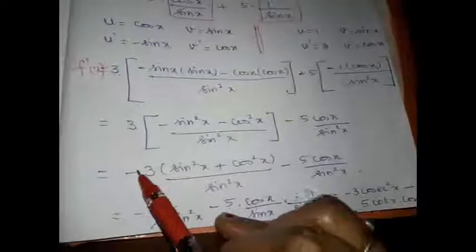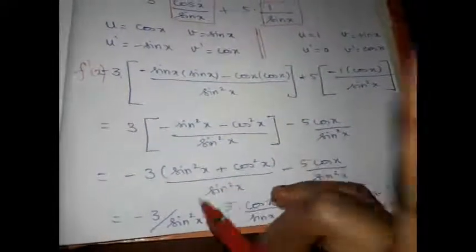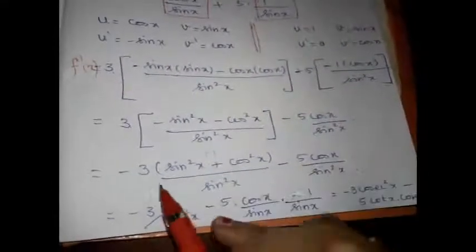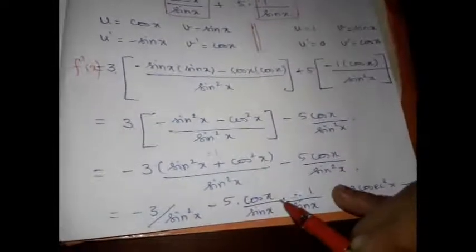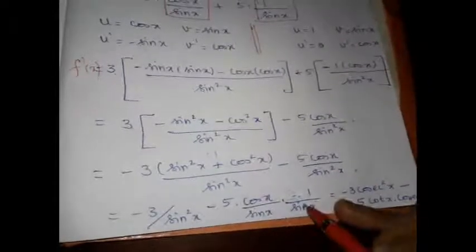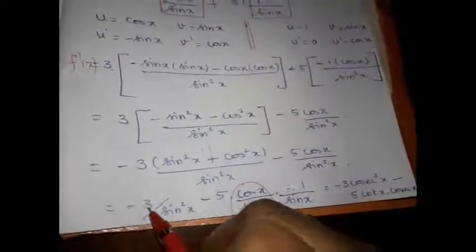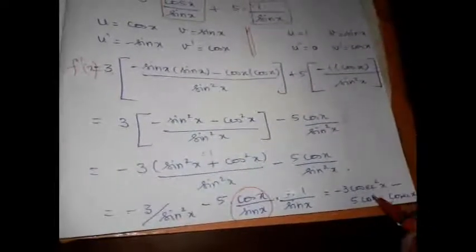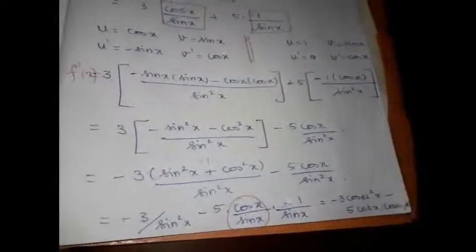Now if we take minus common, it will become sin square x plus cos square x. What is sin square x plus cos square x? Which is 1, right? So this will become 1. Sin square x plus cos square x is 1. So minus 3 by sin square x minus 5 cos x divided by, as we did in the previous problem, sin square x I have written separately, sin x into sin x, in order to write cos x by sin x as cot x, right? So minus 3, 1 by sin square x is cosec square x, minus 5 cos x by sin x is cot x into 1 by sin x is cosec x, right?